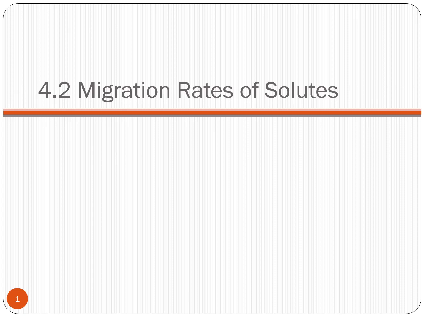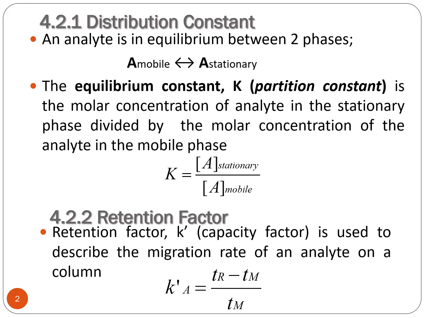Migration rates of the solute. Okay, chromatography is used to separate a mixture into its different components. Inside the chromatography, we have the mobile phase and the stationary phase. The mobile phase is the one that moves, while the stationary phase is the phase that is kept still, or does not move.